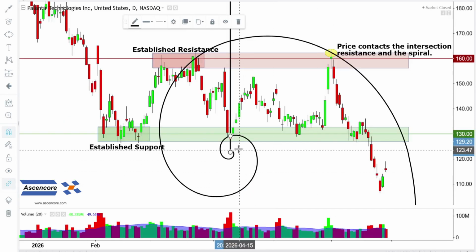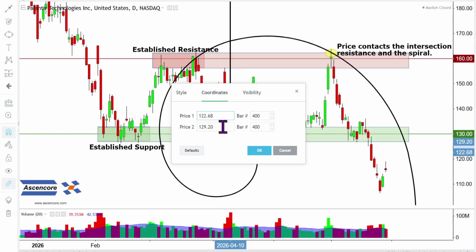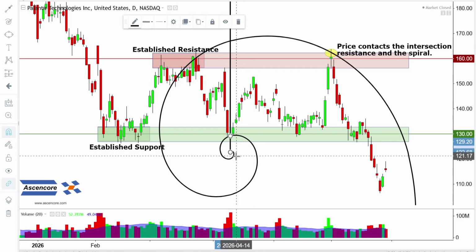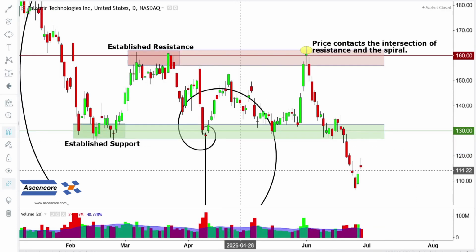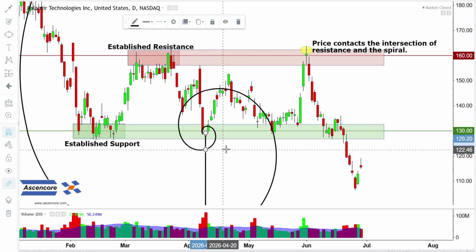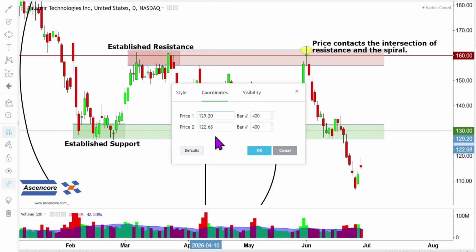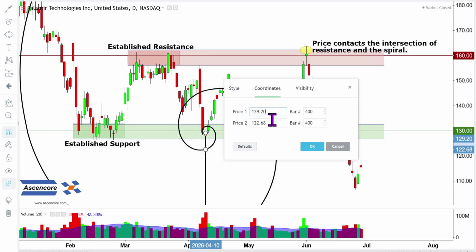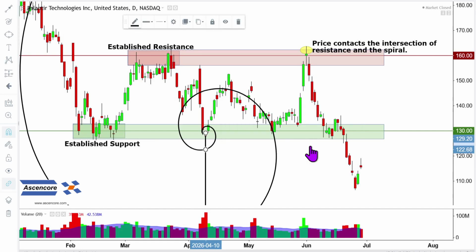Price 1 and price 2 of the spiral are placed on the low and high of the reversal candle. Inverting to where price 1 is on the high of the reversal candle and price 2 is on the low of the candle doesn't work well because we want the spiral to arc up and to the right for the context of an upswing that would face resistance at the clear 160 area.